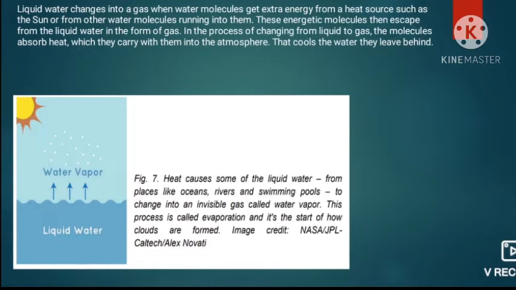Liquid water changes into gas when water molecules get extra energy from a heat source such as the sun, or from the other water molecules running into them. These energetic molecules then escape from the liquid water in the form of gas. In the process of changing from liquid to gas, the molecules absorb heat, which they carry with them into the atmosphere. That cools the water they leave behind.